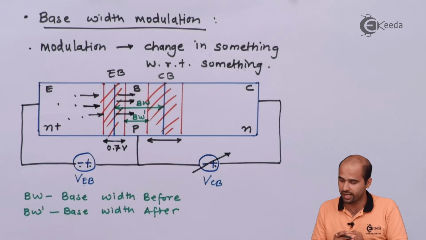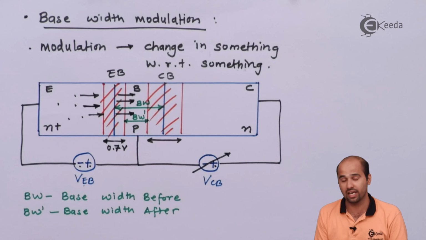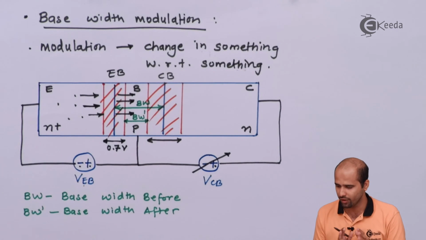Now in the next slide, we'll understand how base width modulation will change the value of the current, and it will change the value of the incremental nature and the constant value of the current, which is shown on the characteristics of BJT in a separate video. So far we have discussed the base width modulation.